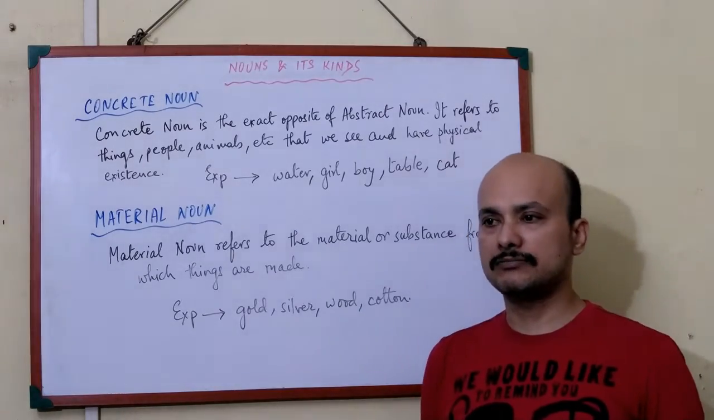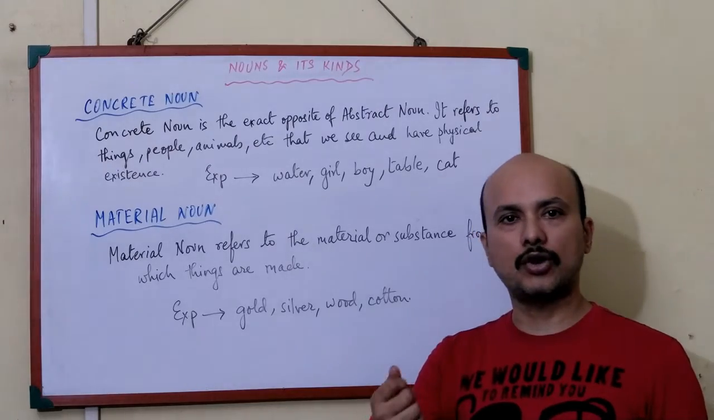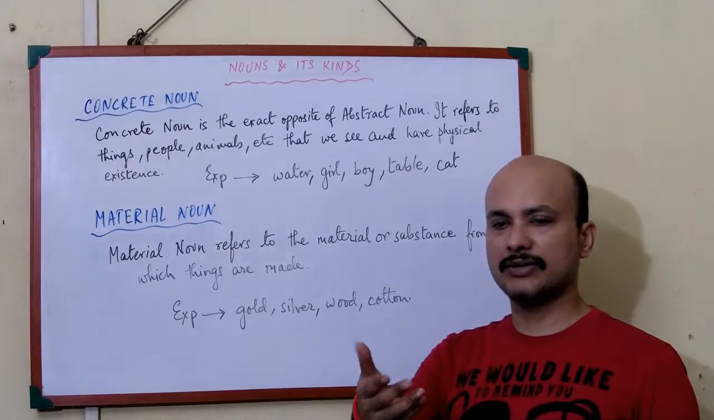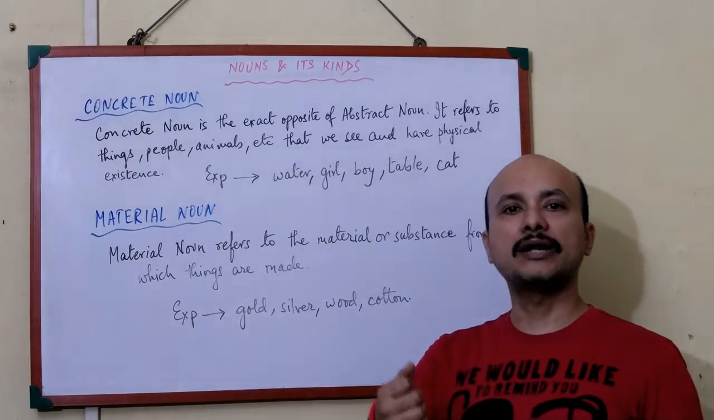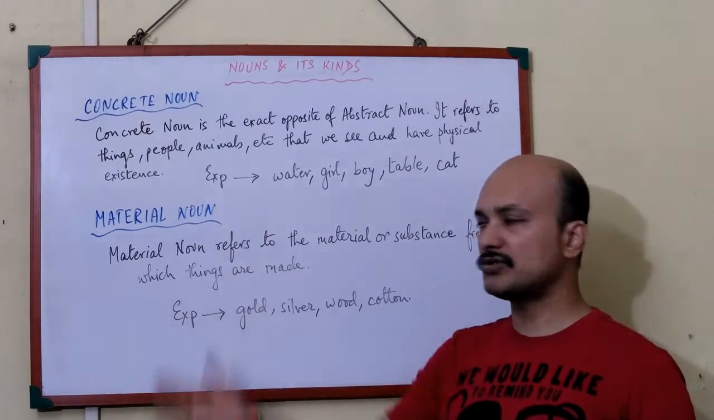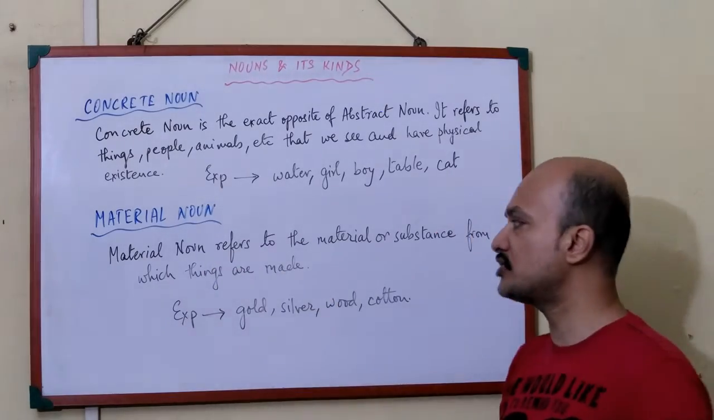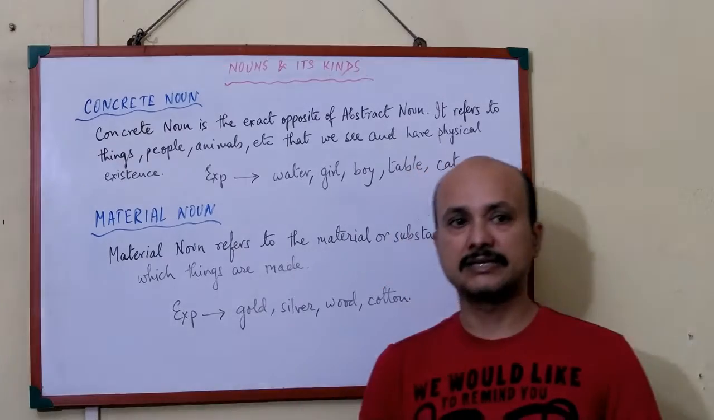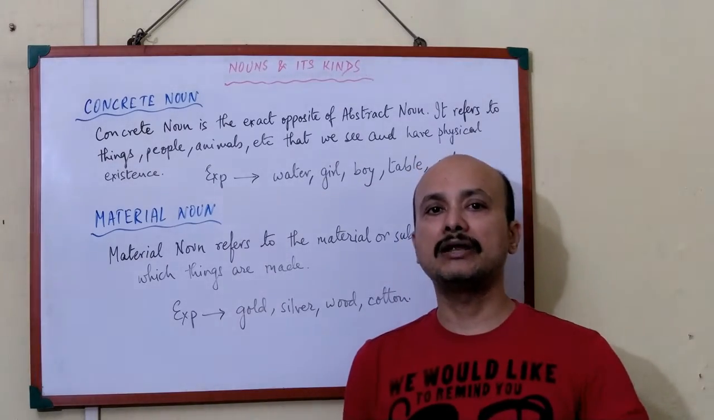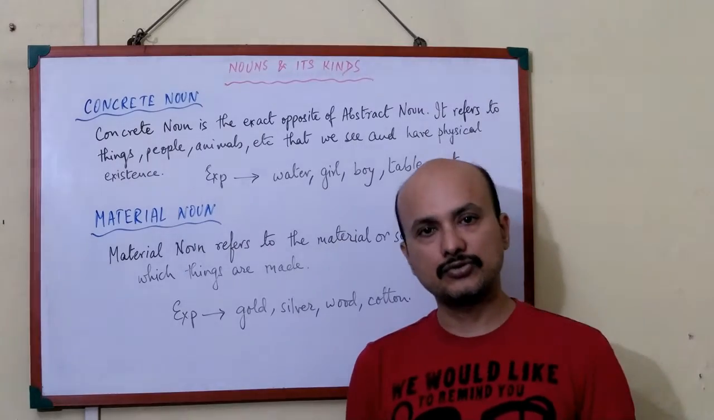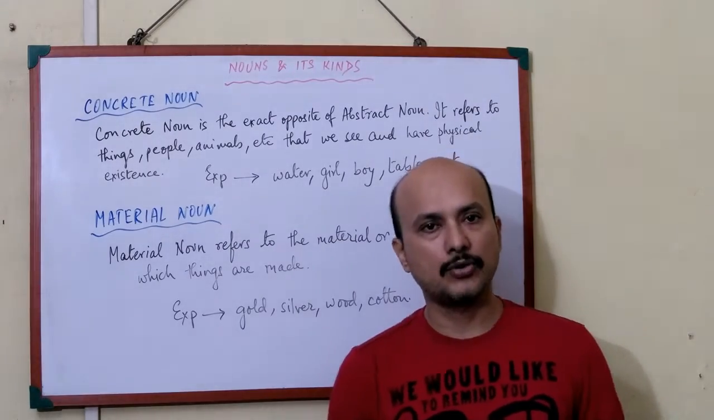So when we go to buy, suppose a garment, we touch the cloth, we experience what kind of material it is. It's cotton, it's silk, whatever it is. So we try to see the material. So here also the material means the thing. Material noun refers to the material or substance from which things are made. It refers to different things which are made with some other kind of material. So that material itself is also a noun. It is material noun. Let's see.